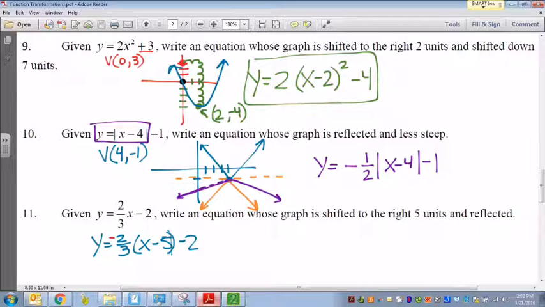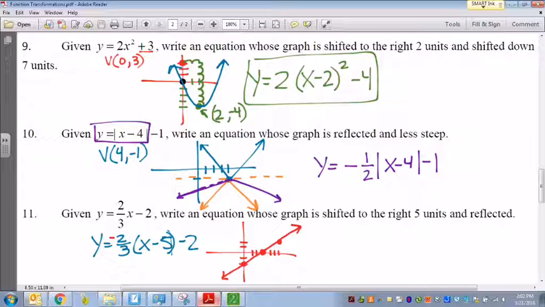Drawing pictures is really good. If you could draw some pictures, that'd be really important. Oh, I forgot to do it for number 11. Okay, so 2/3 x minus 2. So if I were to draw a picture of that, it's a line. So my y-intercept is negative 2. And this would go up 2 over 3. Up 2 over 3. So my line would look something like this. Okay.